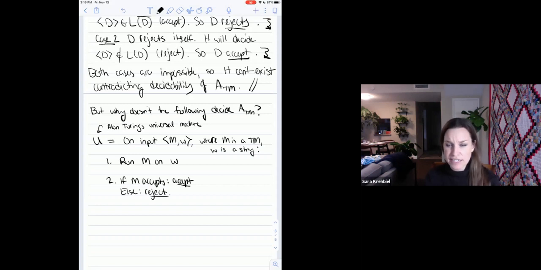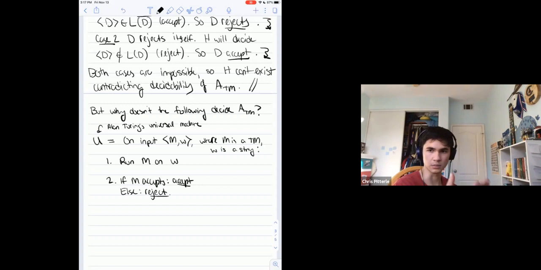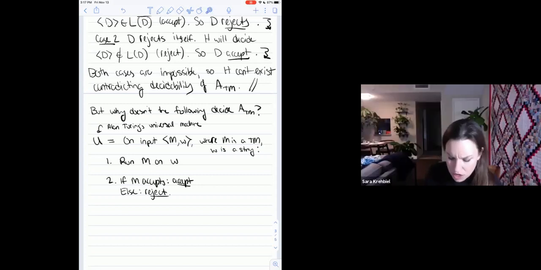So we just proved that ATM is undecidable, but it kind of looks like this is a machine that decides it. Why is that not the case? Because in the case that we were describing before, you were saying something along the lines of if M accepts, we then reject, and if M rejects, then we accept. That's a good thought. It's not quite, because here we have acceptance equals acceptance. So there's no flip-flopping that's happening here. Okay.